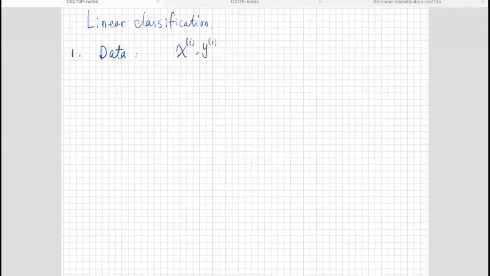So, in the context of linear classification, we're going to start with data. Our data consists of x_i and y_i, pairs of x and y, where i goes from 1 to m. We have m sets of these. The collection of these pairs is our training data set.